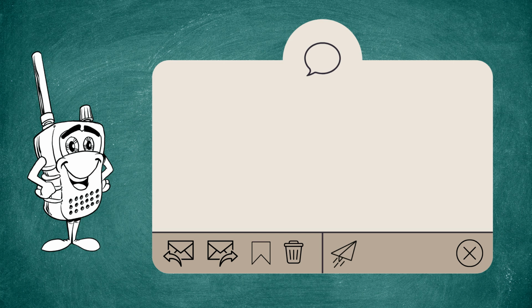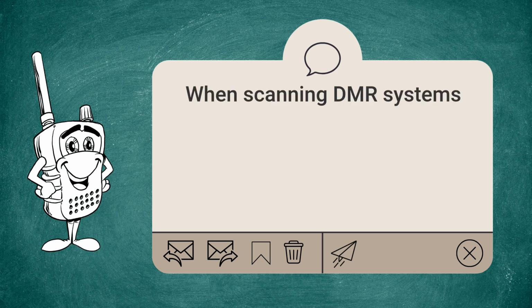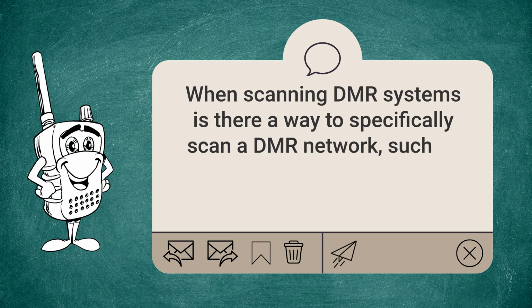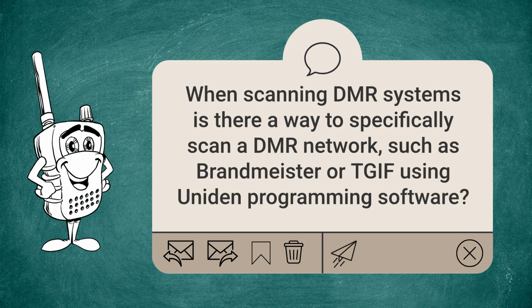All right, let's move on to our next question that comes in from Trafton. Trafton asks, when scanning DMR systems, is there a way to specifically scan a DMR network such as Brandmeister or TGIF using Uniden programming software?